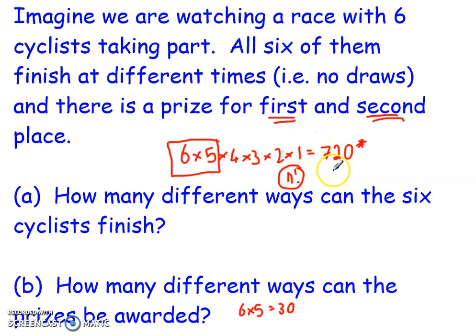So this calculation here could be represented by the special function 6 factorial, which would equal 720, because that just tells me I'm doing 6 times 5 times 4 times 3 times 2 times 1. Now, most calculators, particularly scientific ones that you should be using at this stage, have a special button for being able to do that.